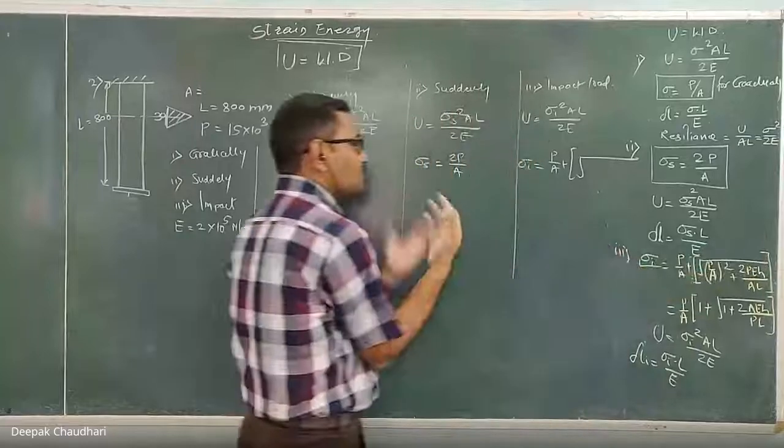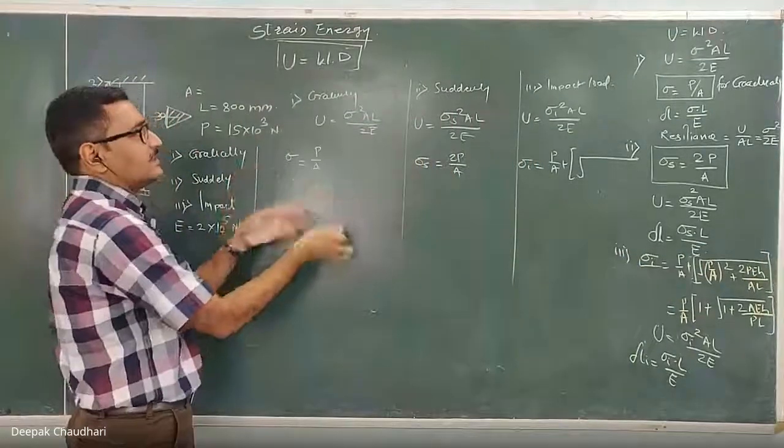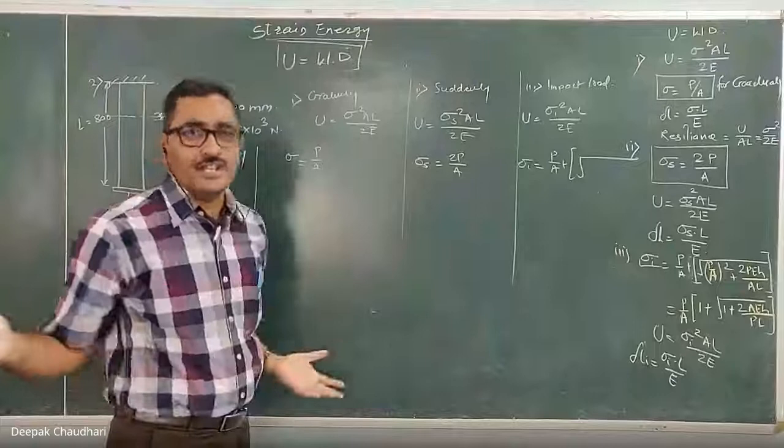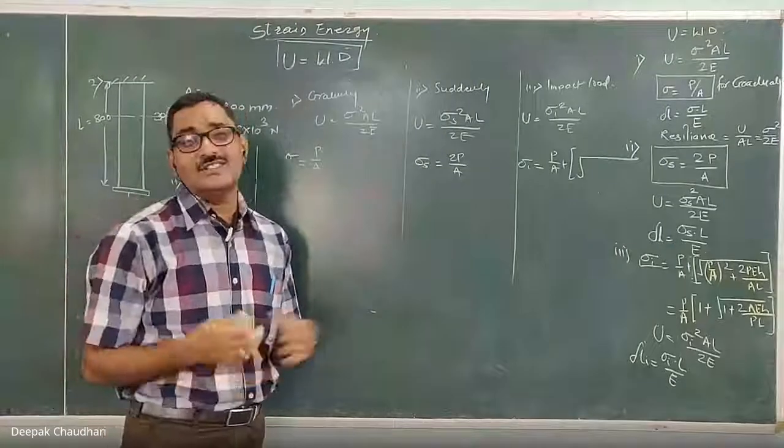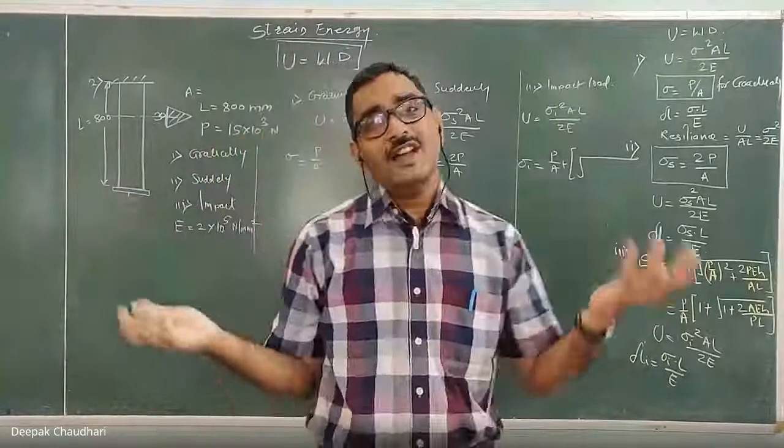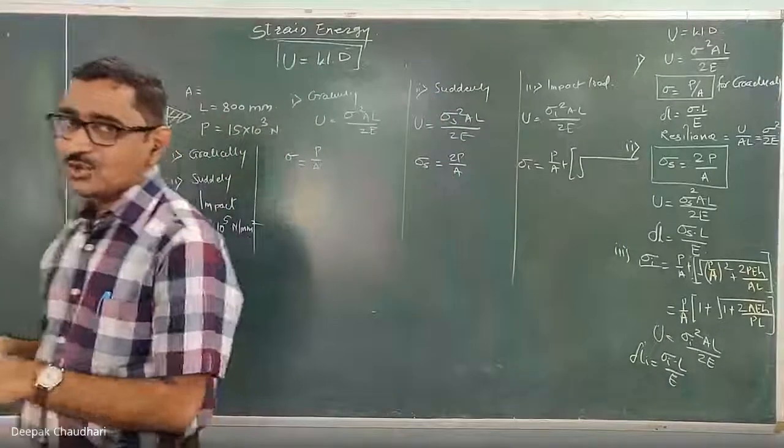You write down the formula and substitute the values; you will get the stress first. Substitute that value of stress in this formula, and you will get the strain energy. Initially, you will get the strain energy in Newton millimeter, and then convert it into Newton meter and write it as joule.